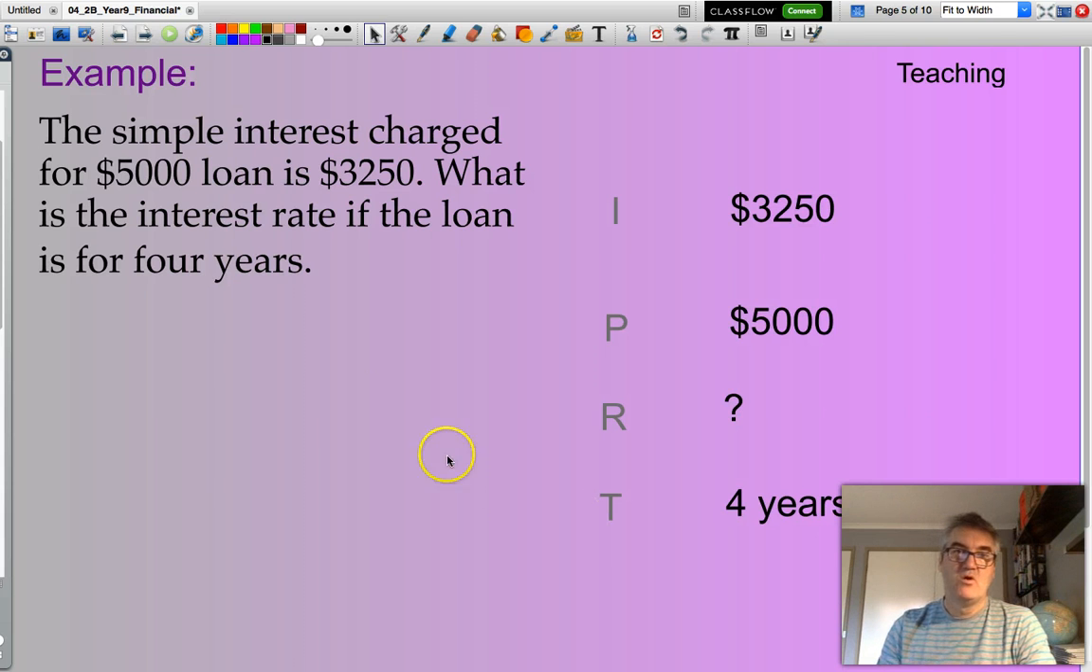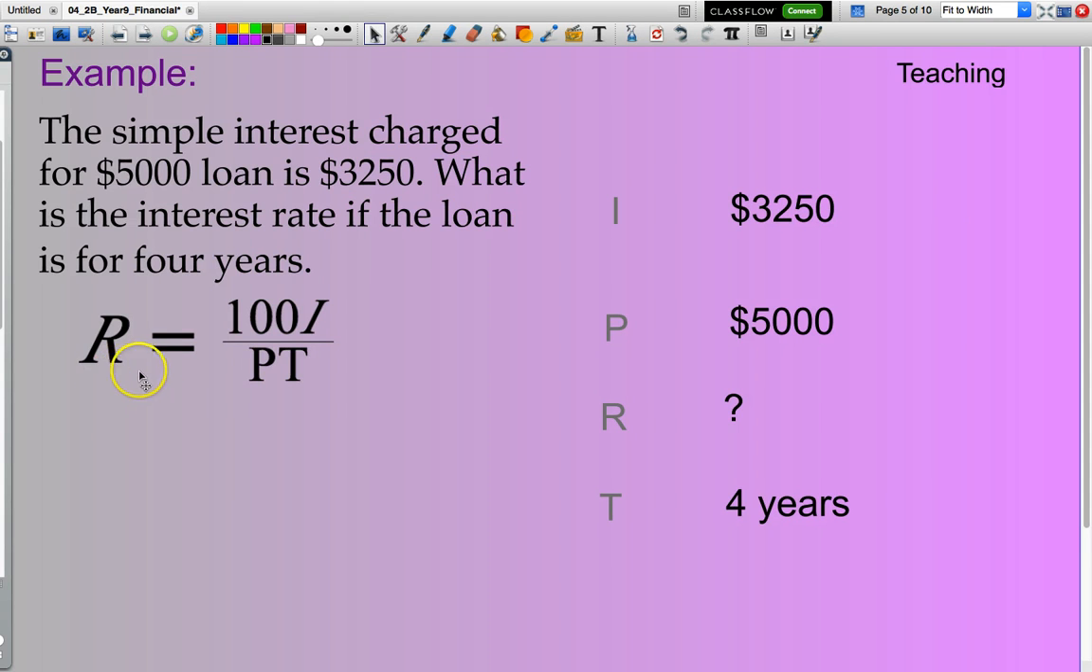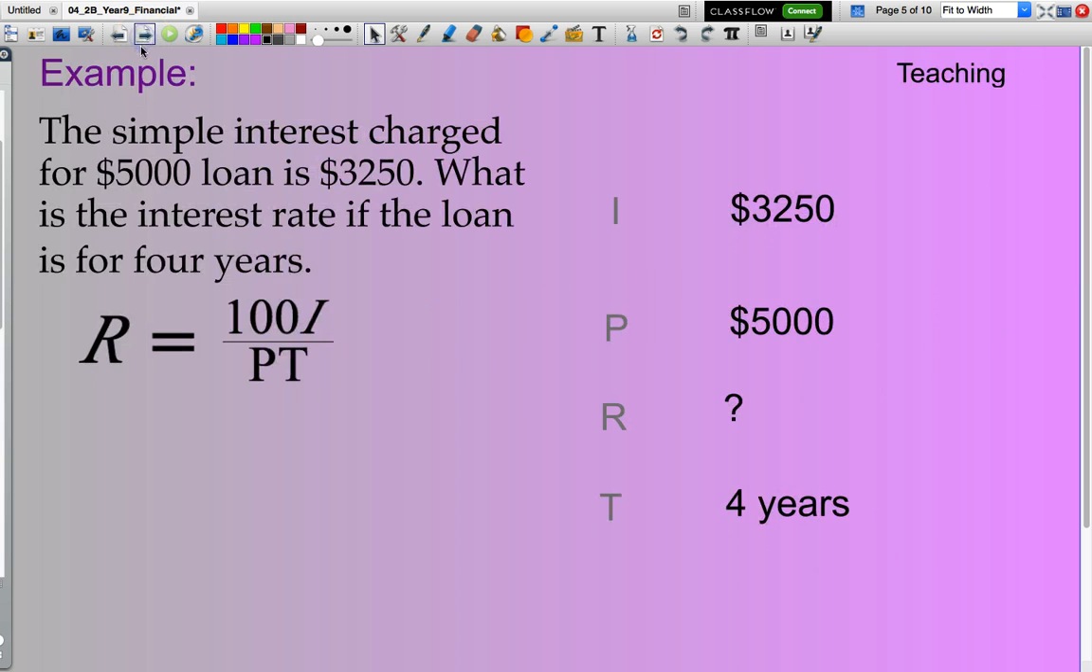So, what equation do I use? Well, I use the one with the R. R is the subject, and it equals 100I divided by PT. So if you look at the previous slide here, it's this one here because R is the subject. I'm trying to calculate R. So I'll just move forward back to where I was.